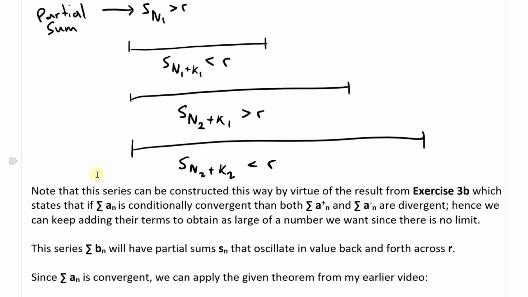Note that this series can be constructed this way by virtue of the result from exercise 3b, which states that if the series an is conditionally convergent, then both an plus and an minus are divergent.